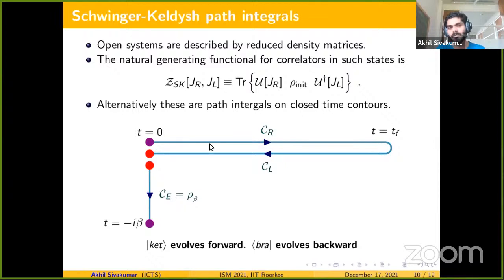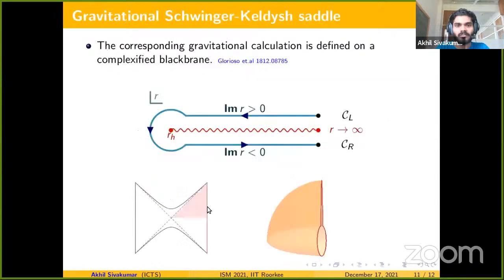And then the appropriate path integral is defined on a closed time contour, where the upper and lower legs on this time contour denote the ket and the bra evolving forward, and you think of the bra as evolving backward, and then they are identified at some future time point, indicating this tracing. And this is a cartoon for creating some initial thermal density matrix by evolving with some beta time and so on, which is more familiar. And so there's a bulk realization of this.